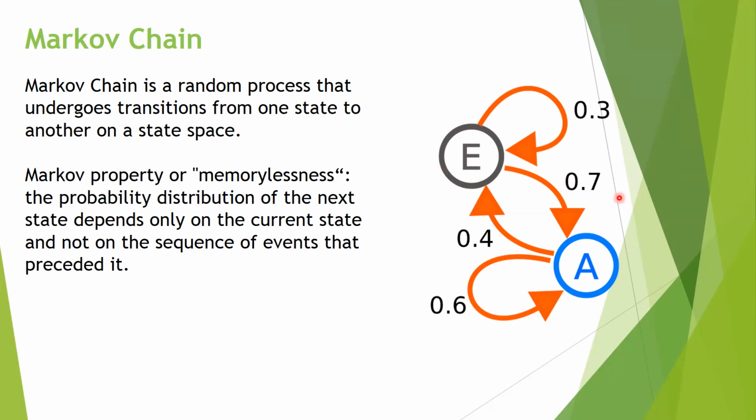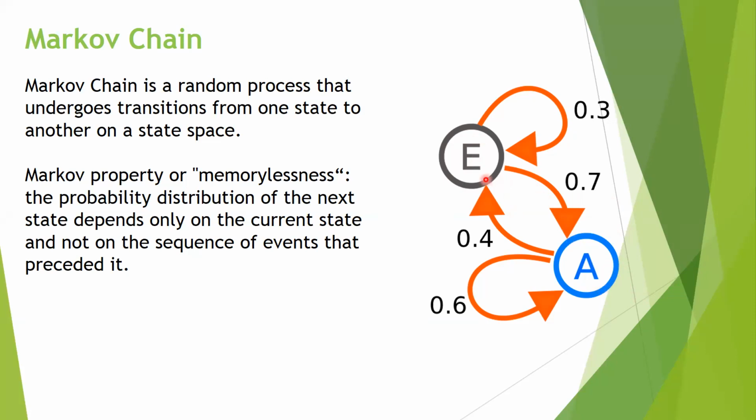For example, just look at the diagram on the right-hand side. It's kind of noisy outside. All right, this is a very simple example of a Markov chain. In this model, we only have two states, the E state and the A state, and the transition is between these two states.